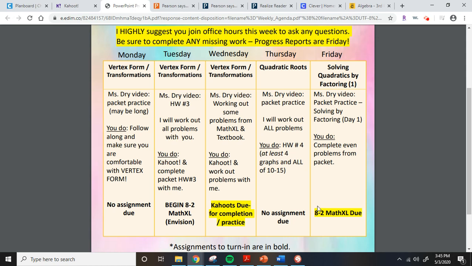Hey, new week. It's May finally. Well, it was May on Friday, but now we're really in May. So, starting off with the agenda, here is the agenda for this week.